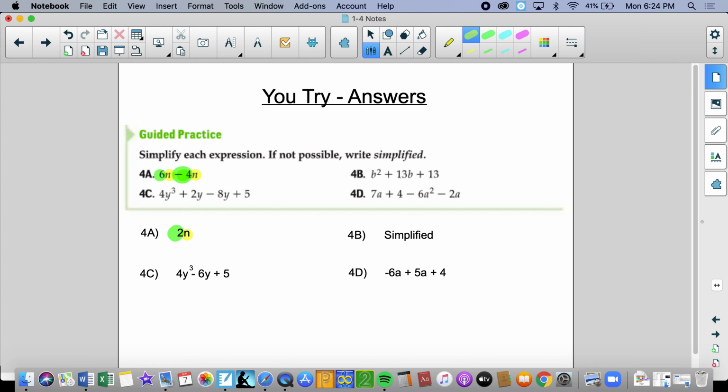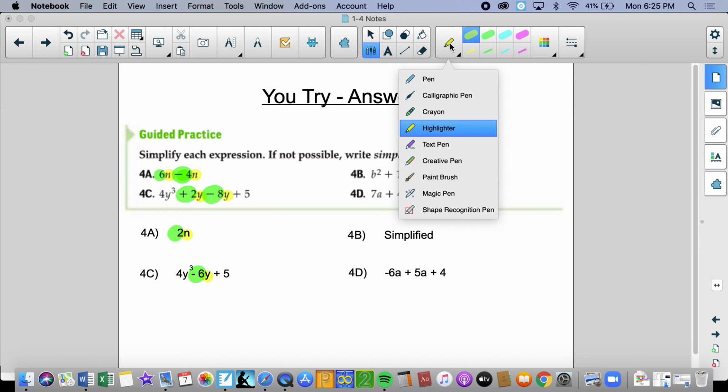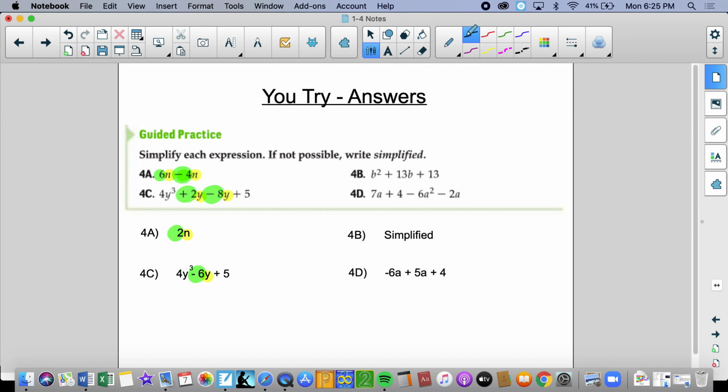Let's look at C. Do we have like terms somewhere? Yeah. We got y to the first and y to the first. So I'm going to combine their coefficients. Positive 2, negative 8 makes negative 6y. And those other two terms are unlike. They're not constants. That's a constant, but we can only combine like terms. Y to the third is not a like term to y.